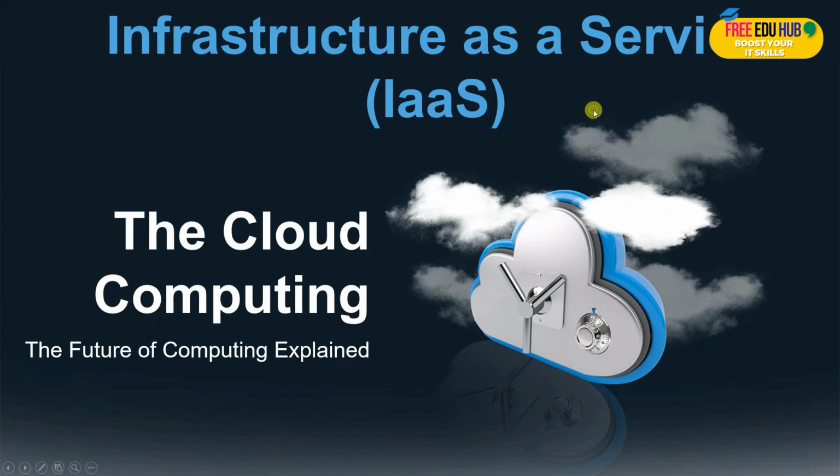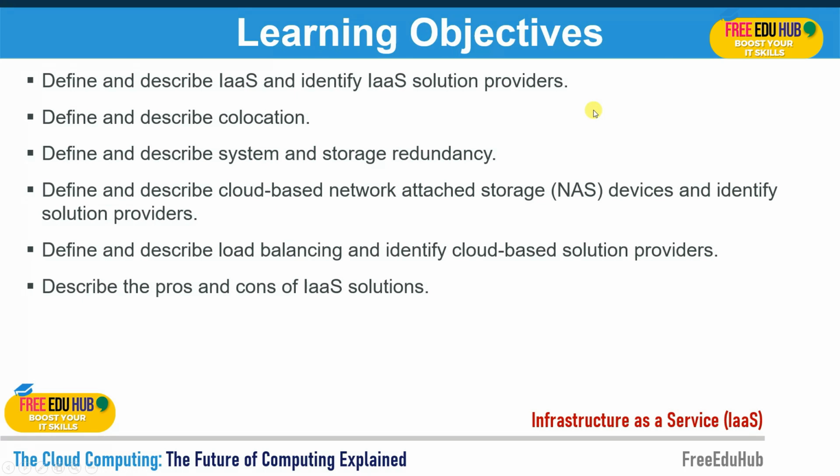So in this chapter, we'll be covering the different aspects of infrastructure as a service, identify IaaS solution providers, then we'll define and describe co-location. What's the meaning of co-location in infrastructure as a service? Then we'll define and describe system storage redundancy. What kind of storage is required in infrastructure if it is hosted in the cloud.